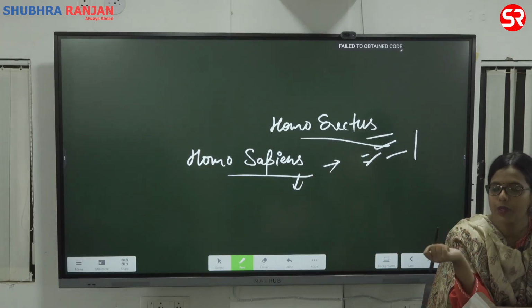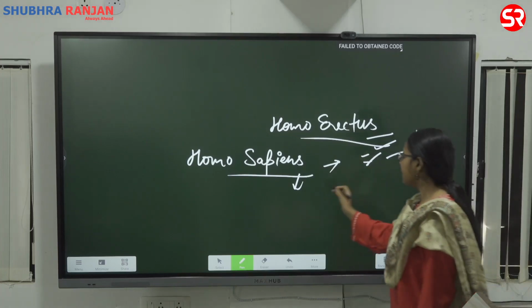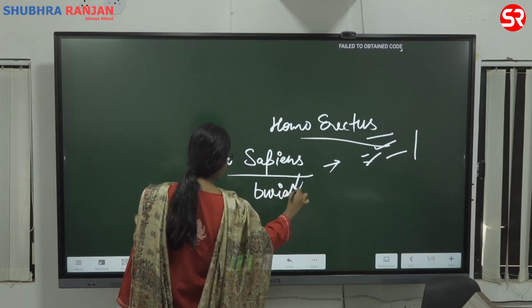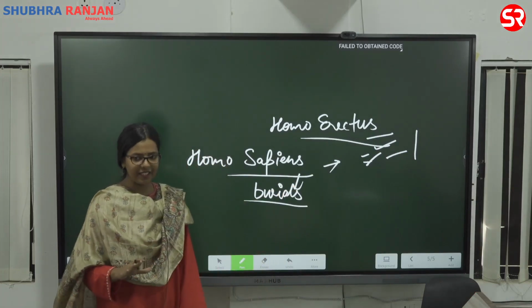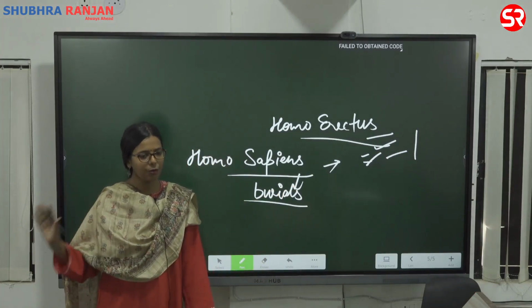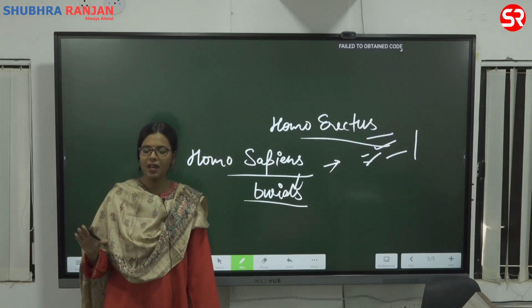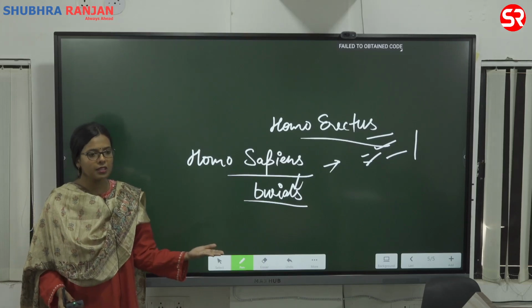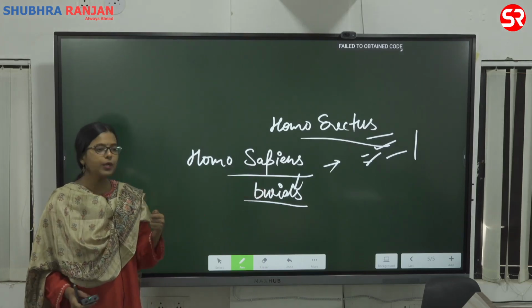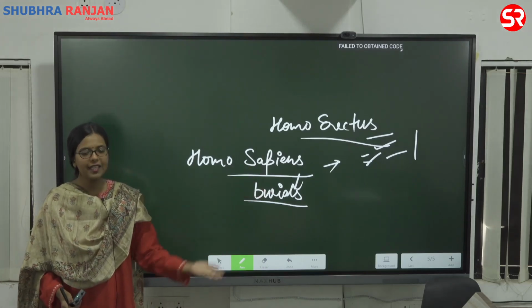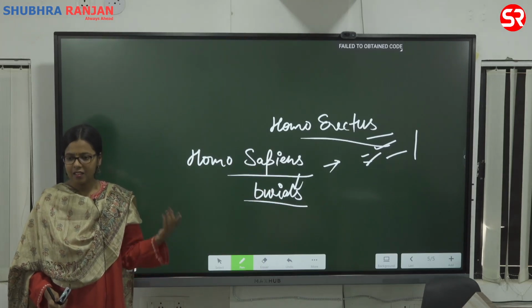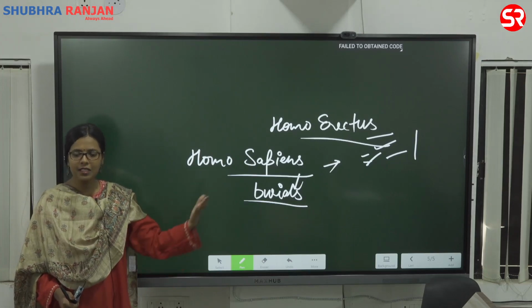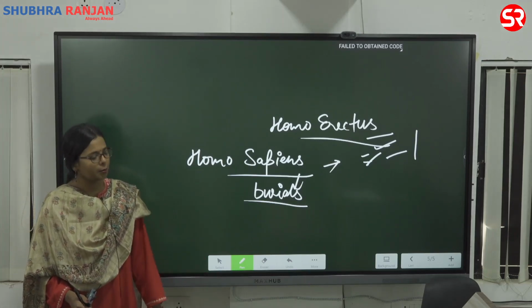Okay, how do we know that? So we find burials. If somebody has died, you leave them out in the open, because you don't have the luxury to cremate them or to burn them. Here they are doing the burial, they are burying their dead. That means obviously they are thinking something, they are feeling something, then only they are doing this practice.